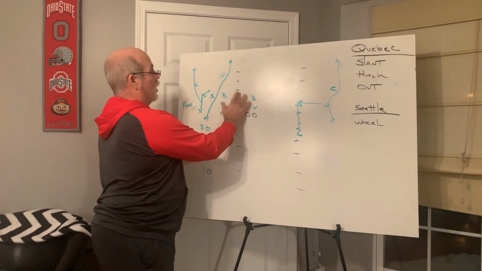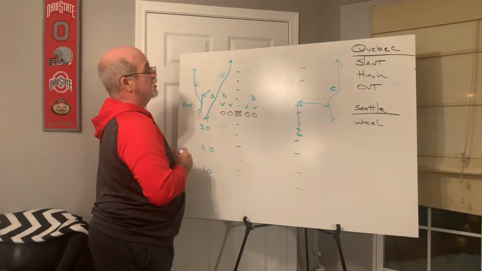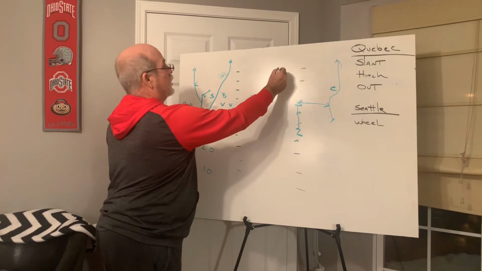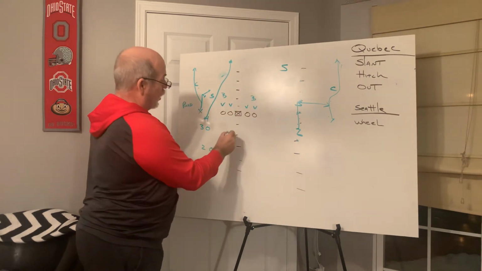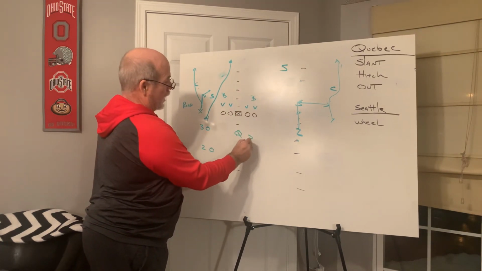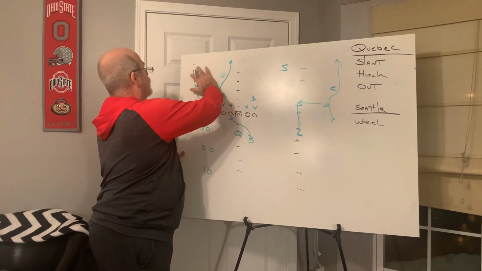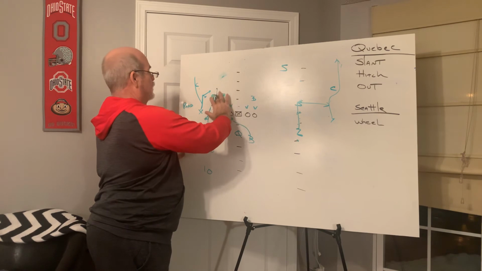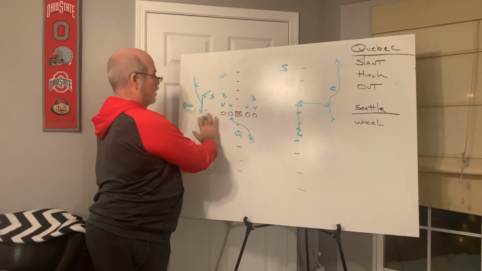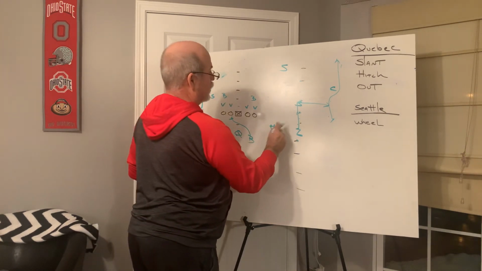Again, if they only have 6 in the box, and let's say they put another safety up here, we're running the ball, quarterback back, we'd be running zone away. And just a quick reminder, probably be away from a trips.